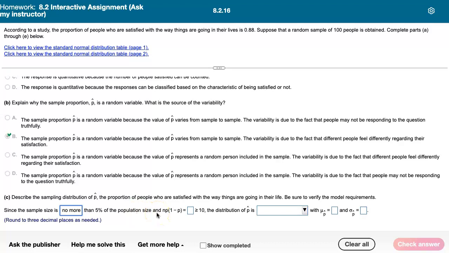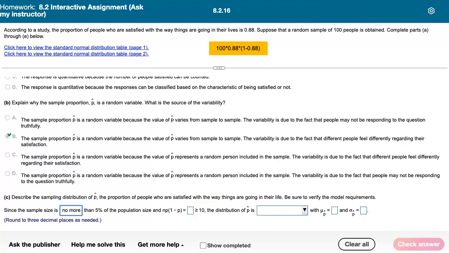If we think about that, we don't have the number of the population, but we can safely assume that the population they're referring to here is much larger than this one little sample of 100 people. Now, less than and the phrase no more than mean one and the same thing. The next part that we'll do here is compute n times p times 1 minus p, and we want to verify that that calculation is greater than or equal to 10.